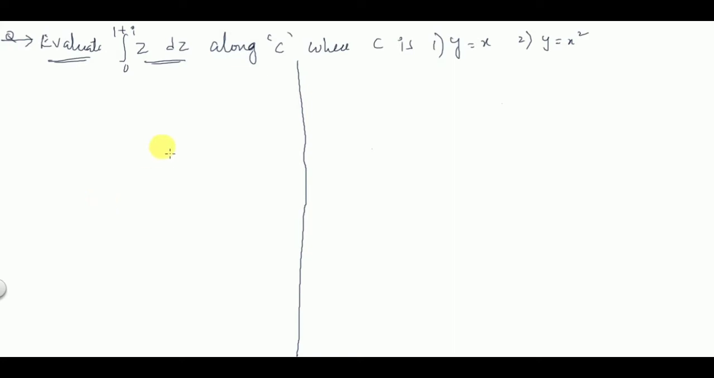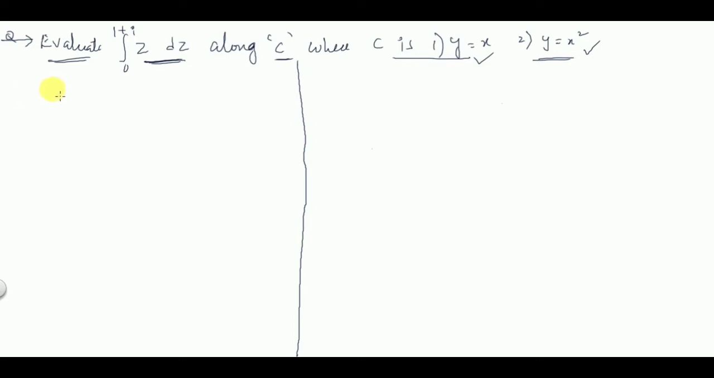You are asked to find the line integral of z dz along C, where C is y equal to x and y equal to x square. I have taken the same curves as my previous example. In the previous video I did an example with these curves only. Just to tell you one point, I'll tell you at the last.